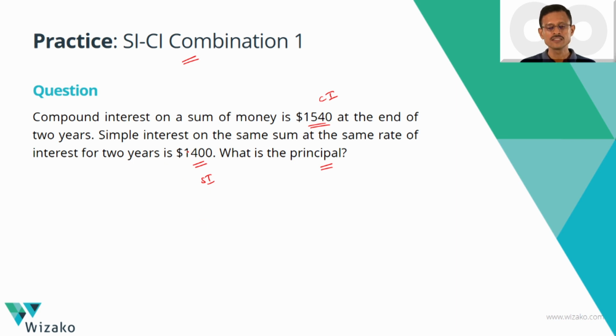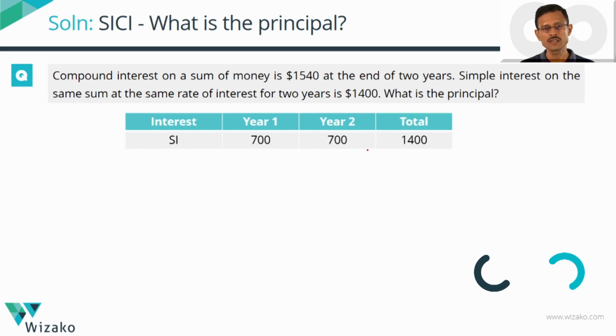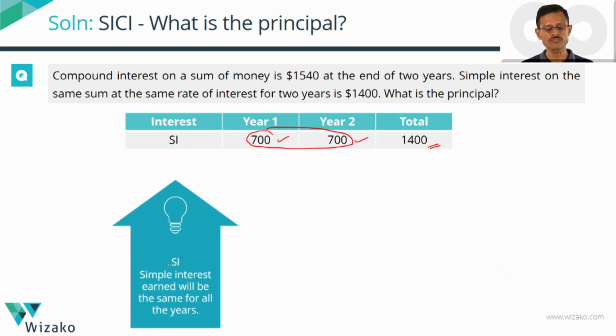Let's start with the first bit. The basic idea in simple interest is that simple interest is always paid on the original principal. So the simple interest is going to stay the same year after year. It's not going to change at all. So that's our first premise on which we're going to start this question. Simple interest for year 1, year 2 or year 20 will be the same value. The simple interest for 2 years is equal to $1,400 divided by 2. Simple interest for the first year and the second year is going to be the same amount, which is equal to $700. So the first inference: simple interest earned will be the same for all the years.